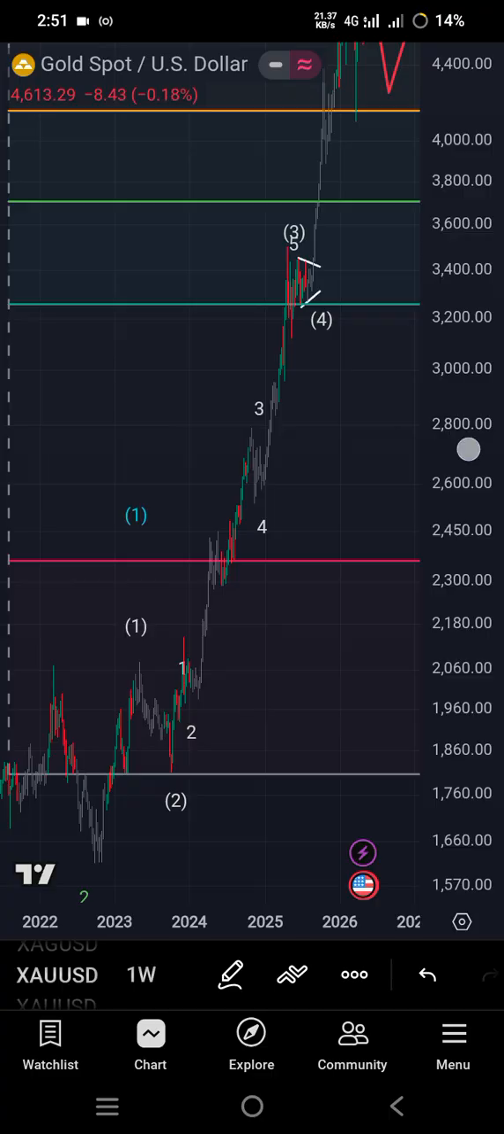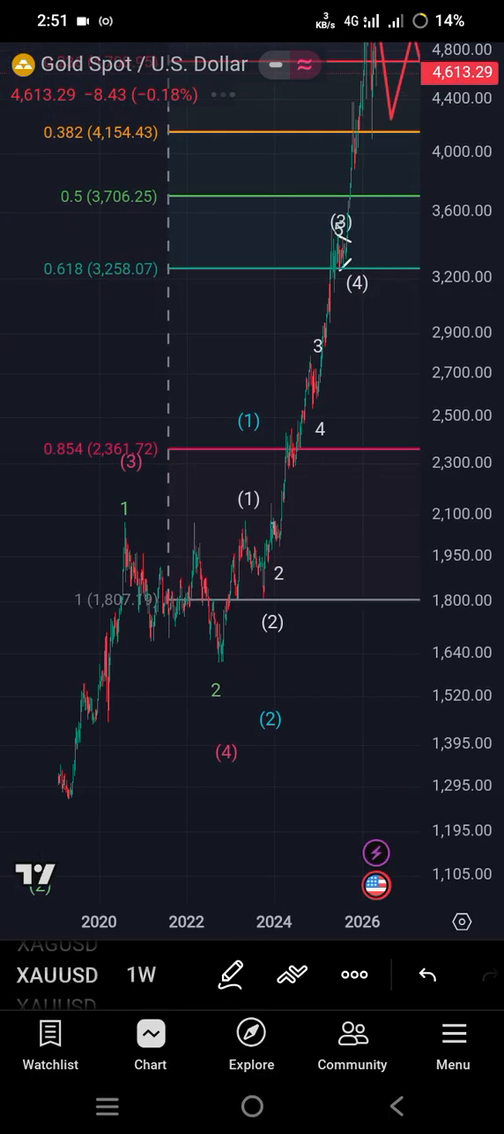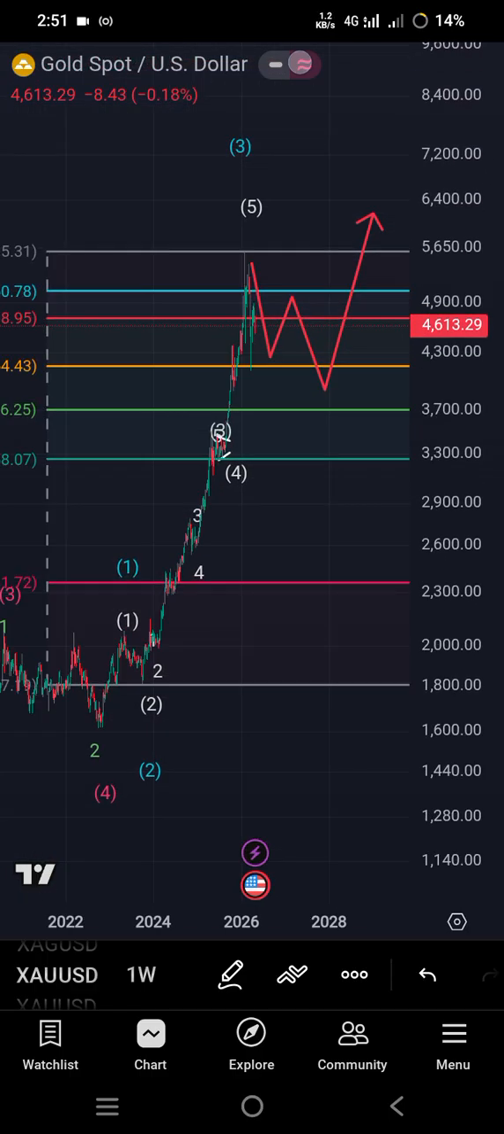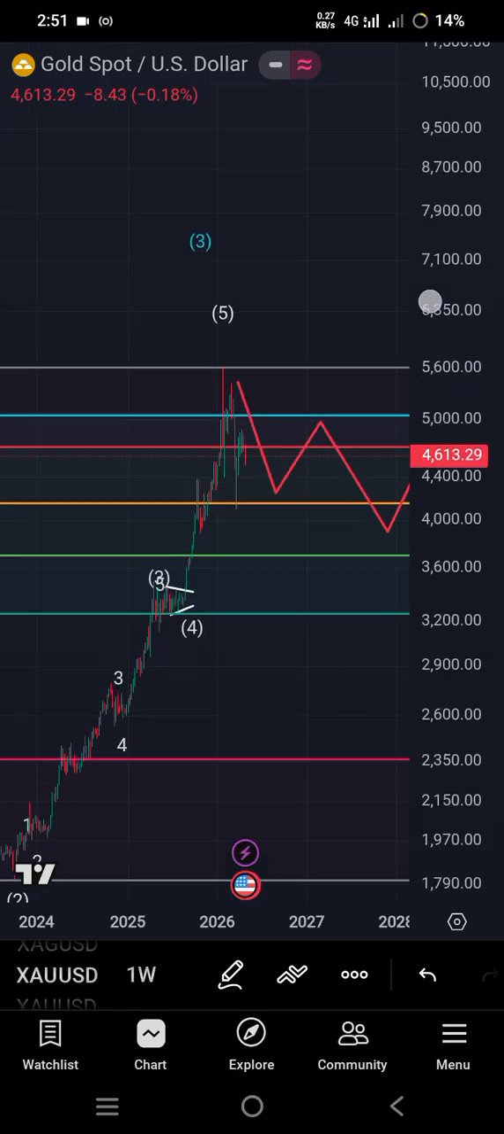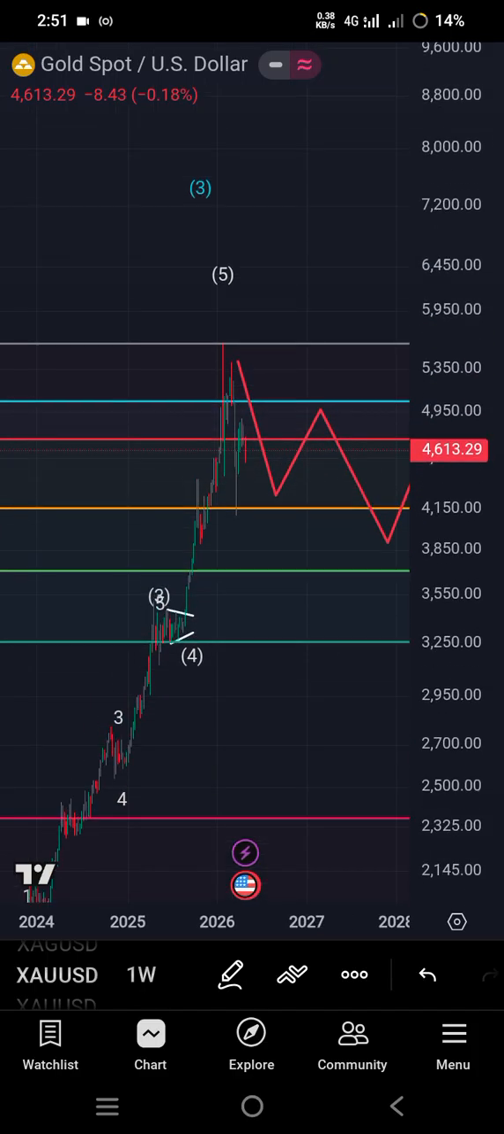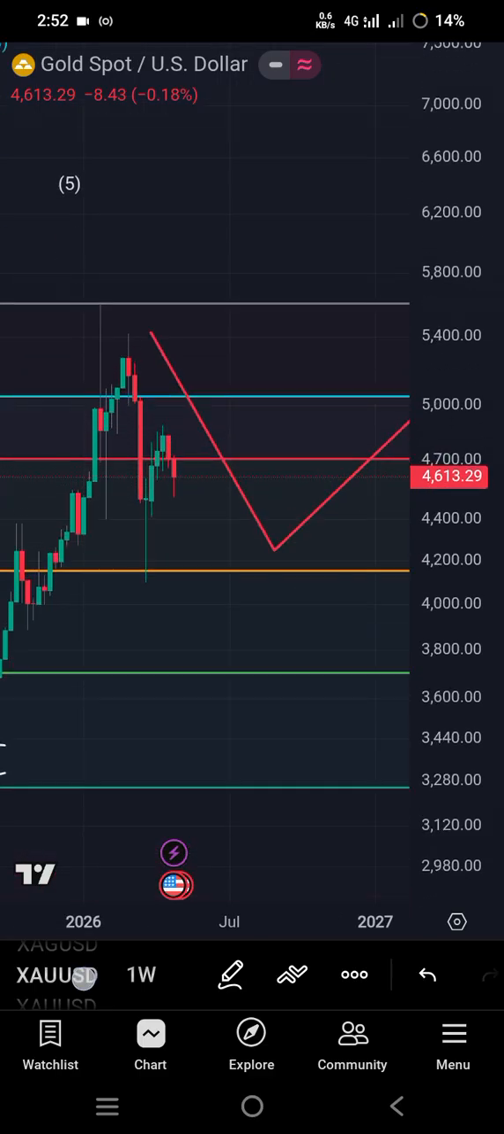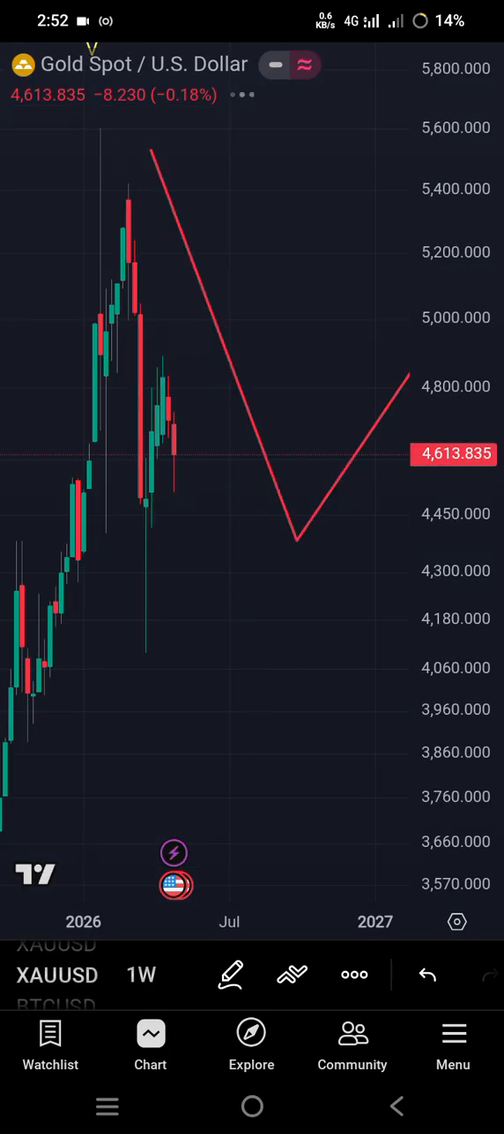So on the alternate count, you can see where I said this could be a 2 or a 4. So meaning we could be working in either the 5 of this pink, or we could be working in the 3 of the green. So whichever one of them it is, we are in corrective mode right now. This is the corrective period, and from my previous videos I've been stating that this is a corrective period.